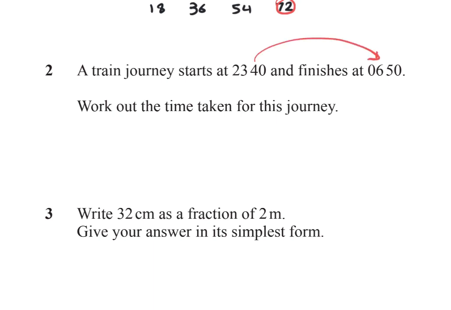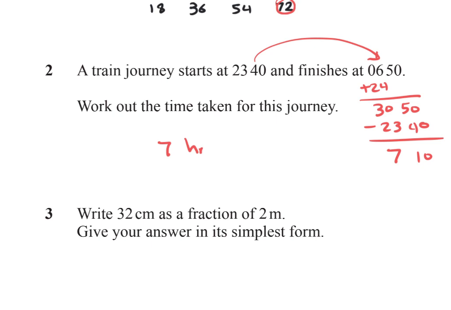Okay? So you can add 24. So now you have 30:50. Then subtract 23:40 from the answer. So you have 30 minus 23, 7. So 7:10. So 7 hours and 10 minutes.